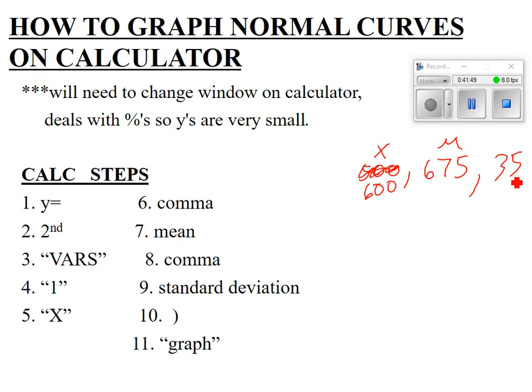You have to make sure you have all your stuff cleared on your graphs. So you go to the Y button, second vars, not tangent, stupid. Second vars, normal PDF. That means we want the normal curve. Then you punch in your three numbers: 600, comma, 675, comma, 35, close the parenthesis, hit graph.